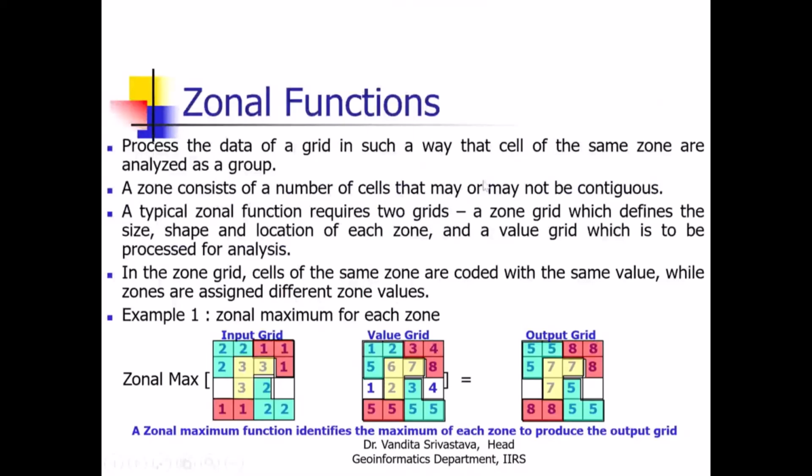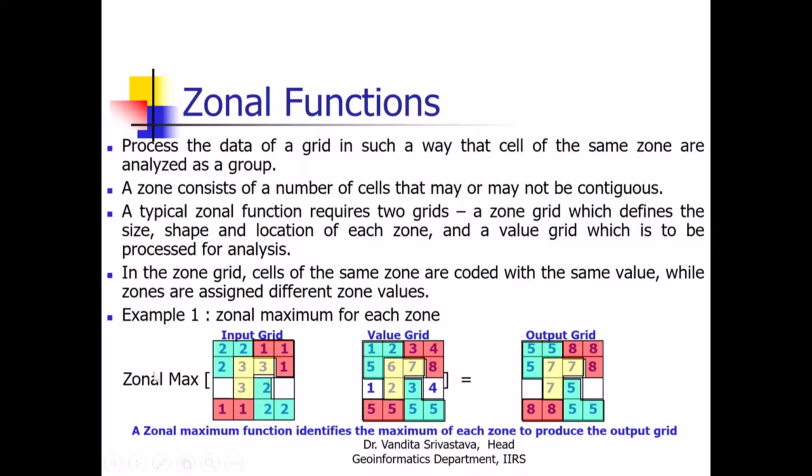And then the third type is the zonal functions. Here each zone is considered for doing the processing. So I'll first give you an example. Suppose you want to make valuation of each land use type. So you will use the land use land cover map as the zone grid and individual cell values as the value grid. So let us say this is your input zone definition and this is your values that are telling the value of each cell.